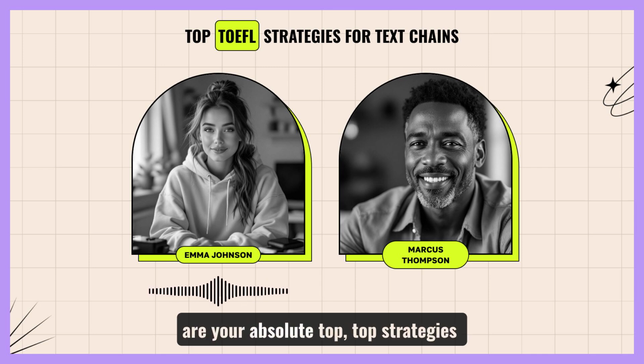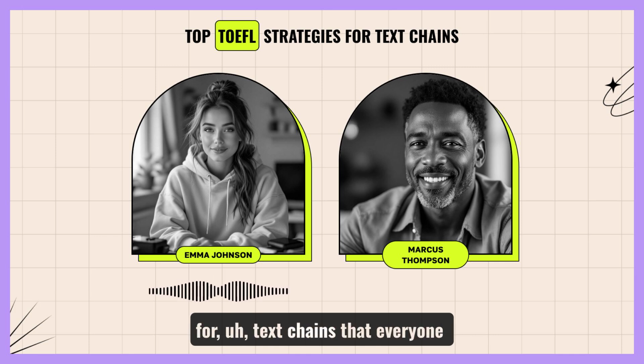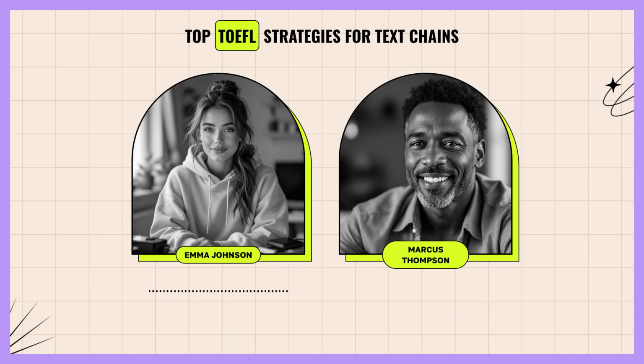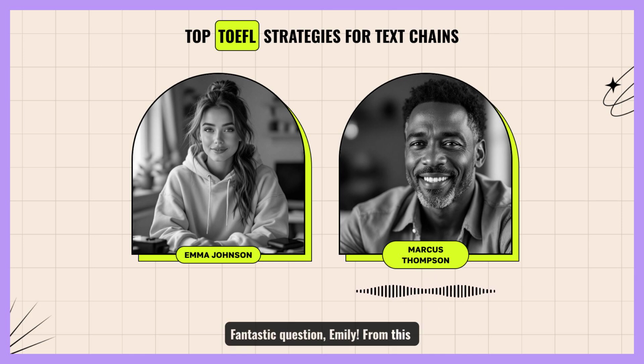So, what are your absolute top strategies for text chains that everyone listening should really remember from this? Fantastic question, Emily. From this text chain, remember these 3 crucial points. First, main purpose questions are never just about the first message. It's about the entire conversation, the whole flow. Second, don't jump to conclusions. Timing issues doesn't automatically equal equipment problems. Read what's explicitly stated. And third, you must track responsibilities meticulously. TOEFL absolutely loves setting up those role confusion traps where people assume one person is doing something just because their name appeared near a task.